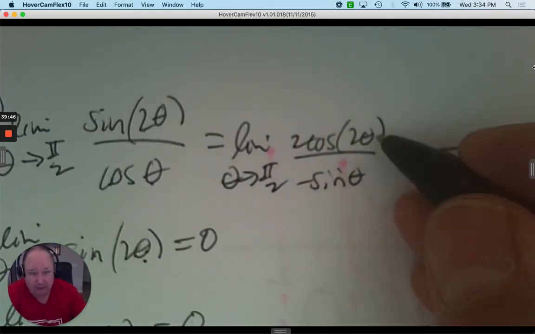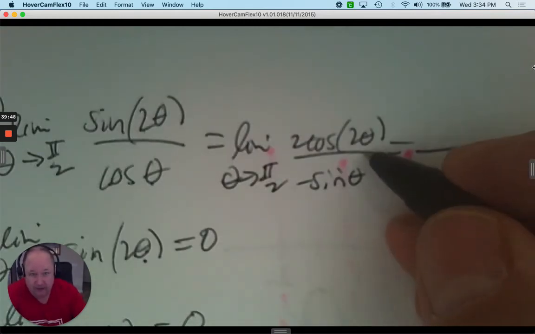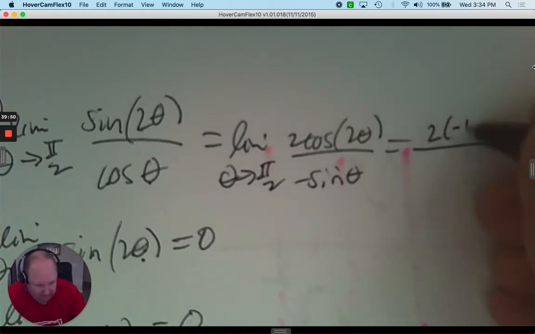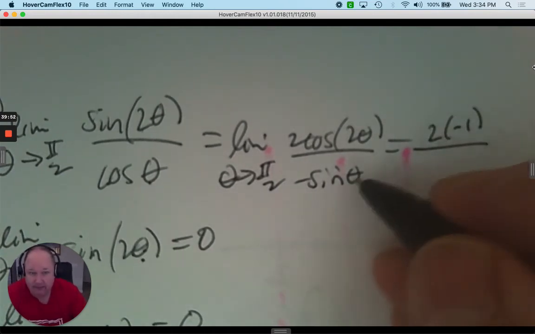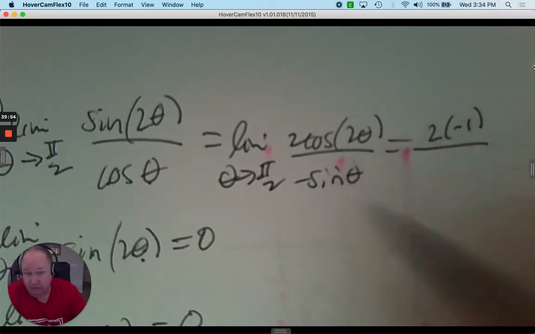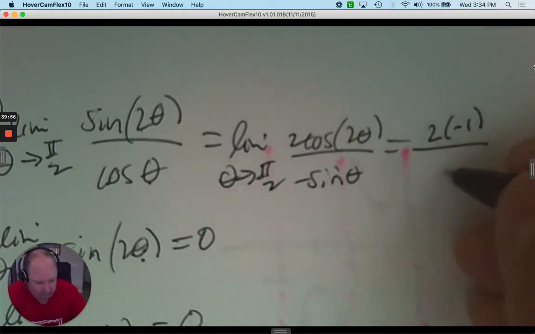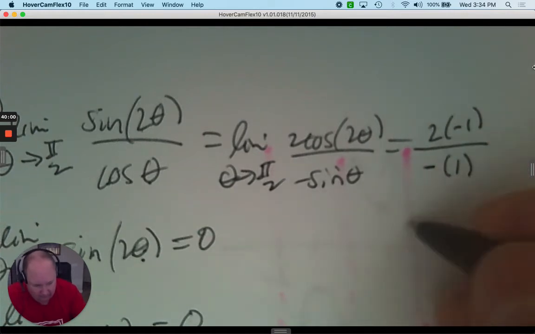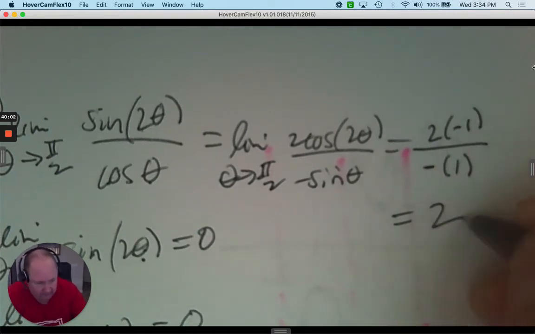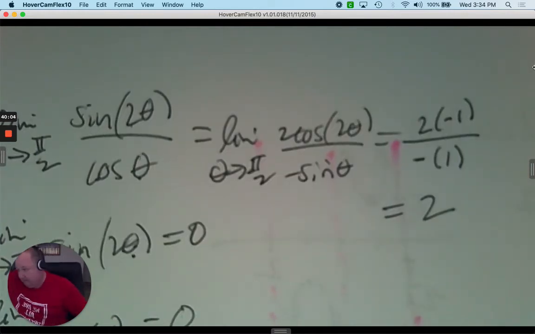So plug in pi over 2. They divide out. So the value of cosine at pi is negative 1. The value of sine at pi over 2, again, is at the top of the unit circle. It's positive 1, so negative sine would be negative times positive 1. The negatives divide out, and then the value of the limit is just 2. Those are good questions. Number 20.